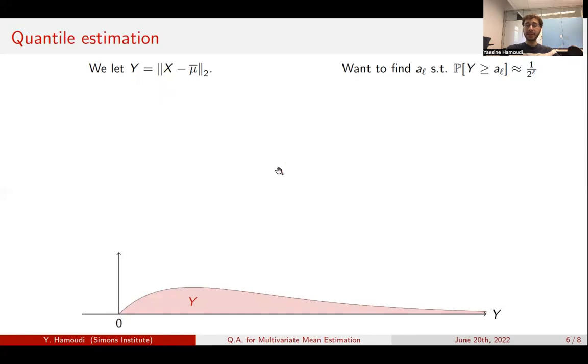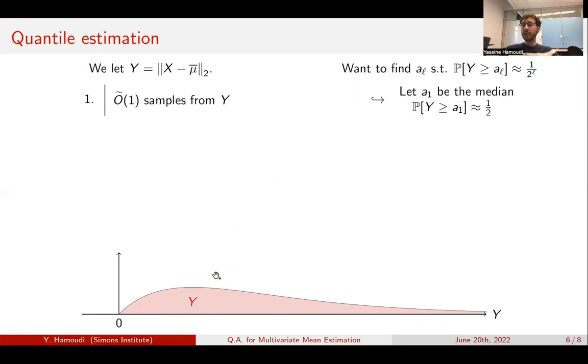So let's imagine this is the distribution of y. And let's begin with the first quantile value, A1, which by definition must be close to the median of the distribution of y. So for estimating A1, it's pretty simple. We can just compute the sample median, which will require a constant number of samples. Actually, we just need classical samples for A1. So it will be somewhere here.